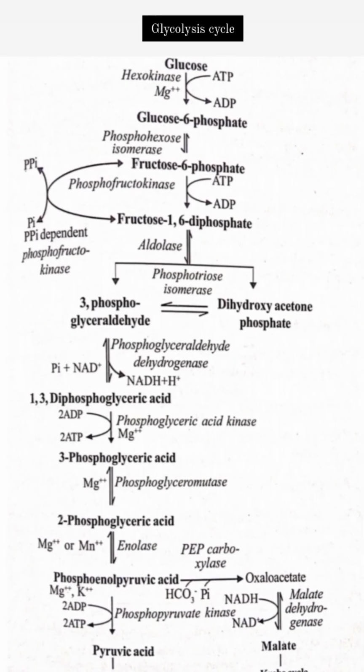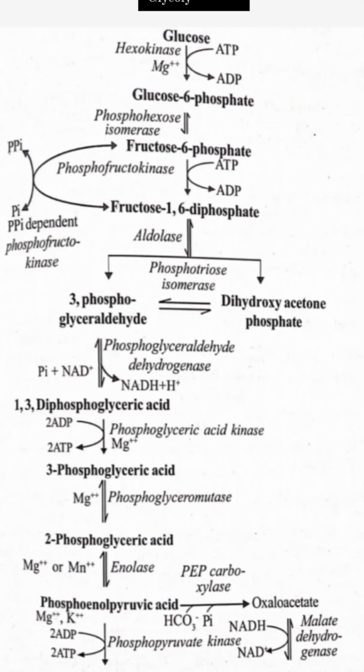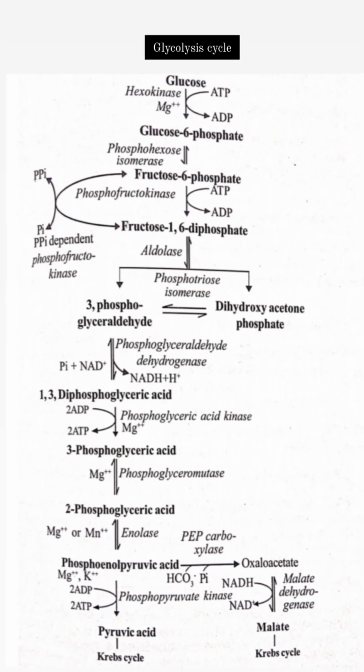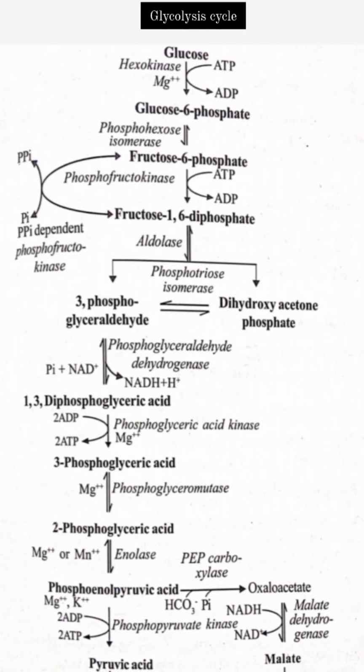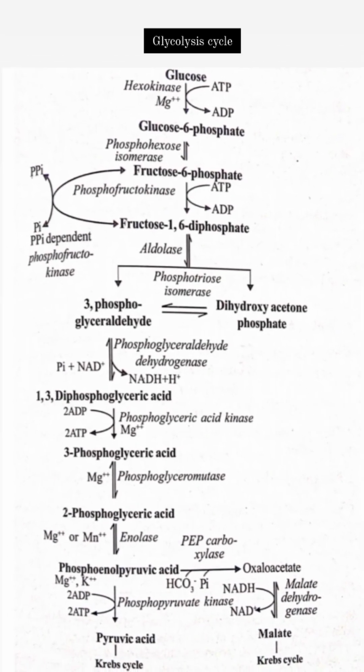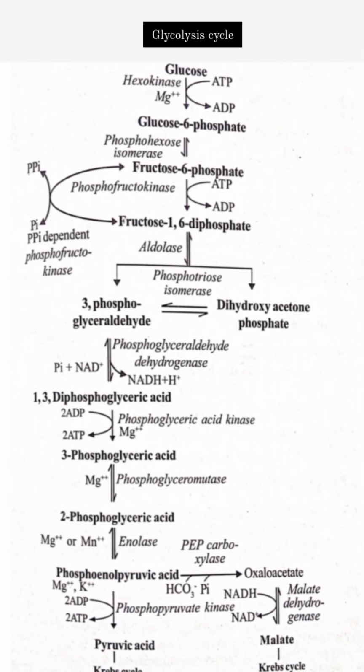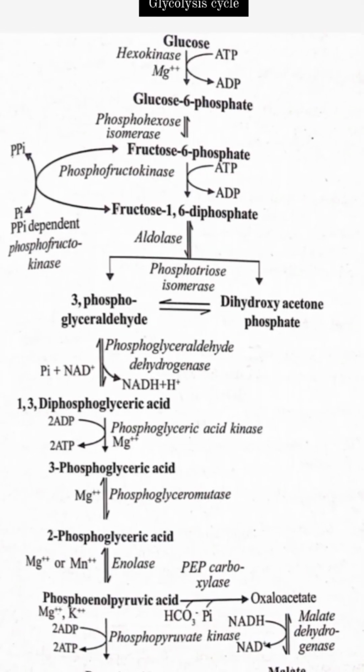Next step, 3-phosphoglyceraldehyde reacts with Pi in the presence of NAD+ to form 1,3 diphosphoglyceric acid, with the presence of the enzyme called phosphoglyceraldehyde dehydrogenase.